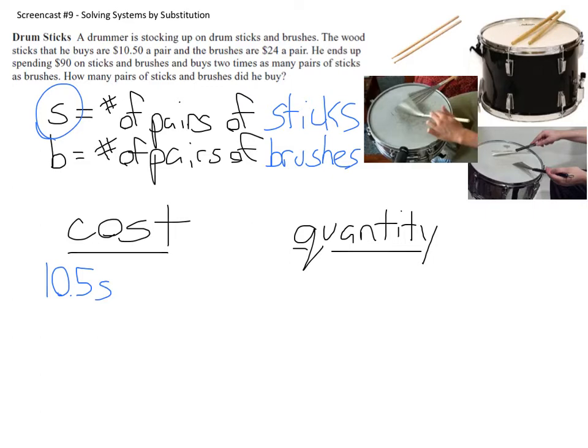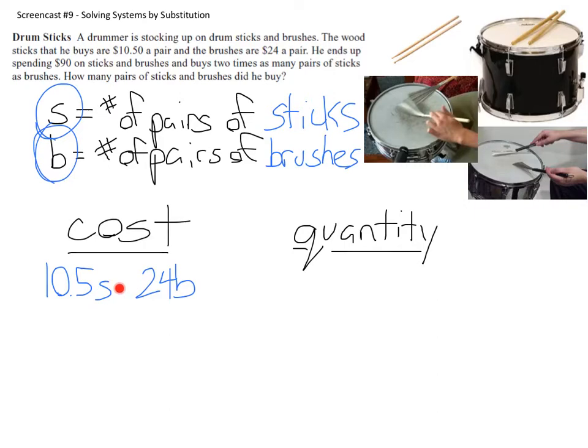Now, using that very same logic, we apply it to the brushes, because the brushes are $24 a pair. So if he buys 1 pair, that's 24 times 1. 2 pairs, that's 24 times 2. 3 pairs, that's 24 times 3. On and on and on. B number of pairs, that's 24 times B. In other words, 24B.